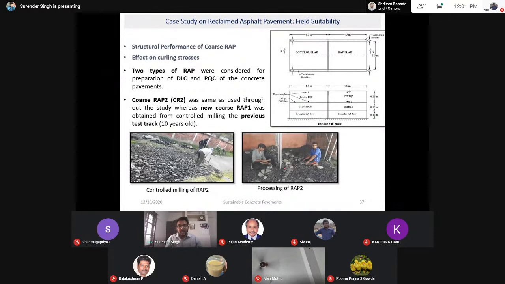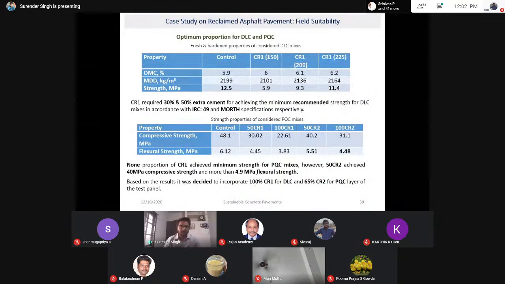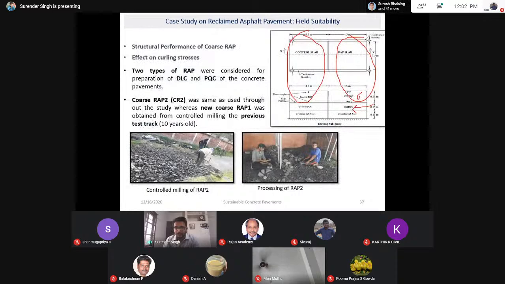And then we constructed two pavements. In one pavement we used natural aggregates, which we named the control slab, and in one pavement we used RAP aggregates, that is, this flexible pavement based aggregate. We used them in different proportions. We did laboratory characterization of many properties, and then we decided that we'll be using 100% RAP aggregates for the base course and 65% RAP aggregates for the surface course. And we did the construction.